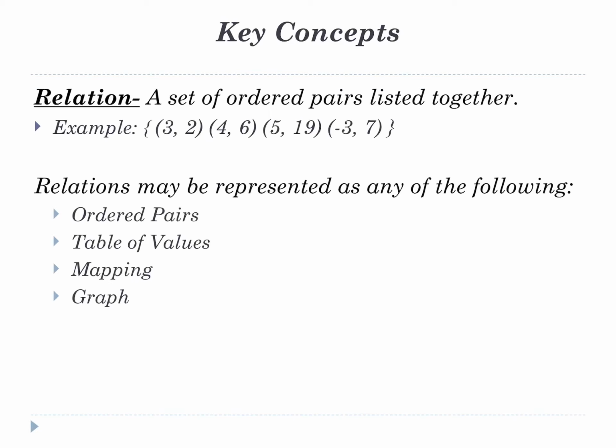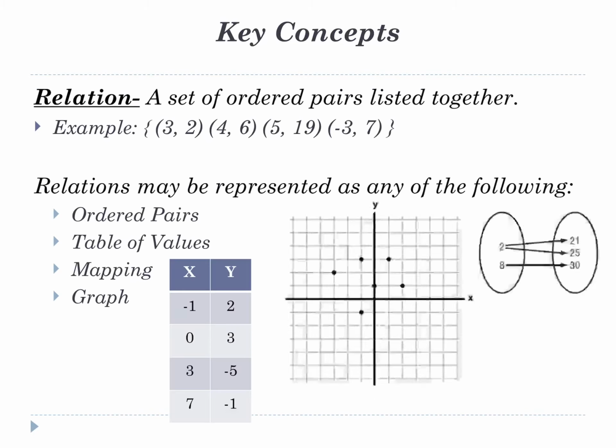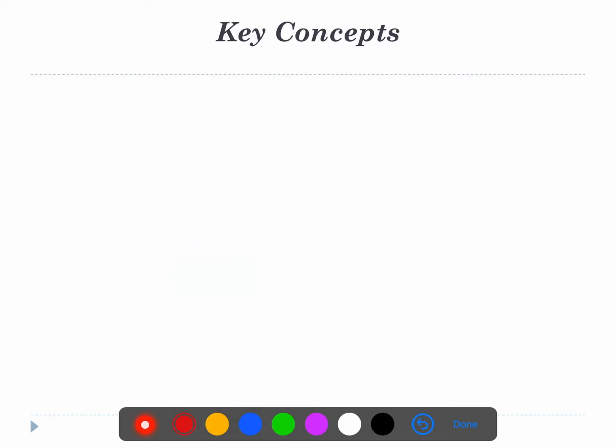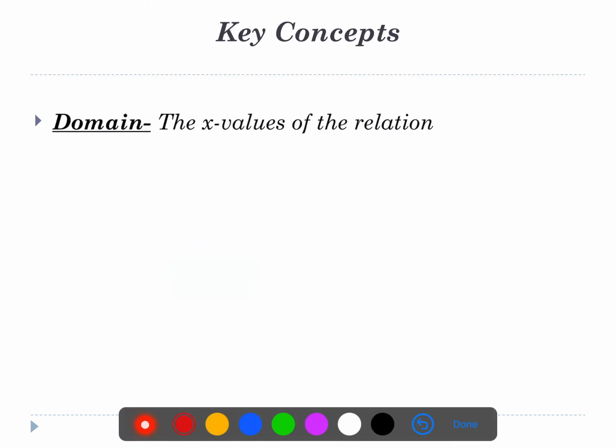Okay, there are three other representations for a relation. In addition to ordered pairs, there's a table of values, there's a graph, and there is a mapping. So a mapping uses these two circles where the first is representing the x values and it shows it being mapped to the second circle that contains the y values.